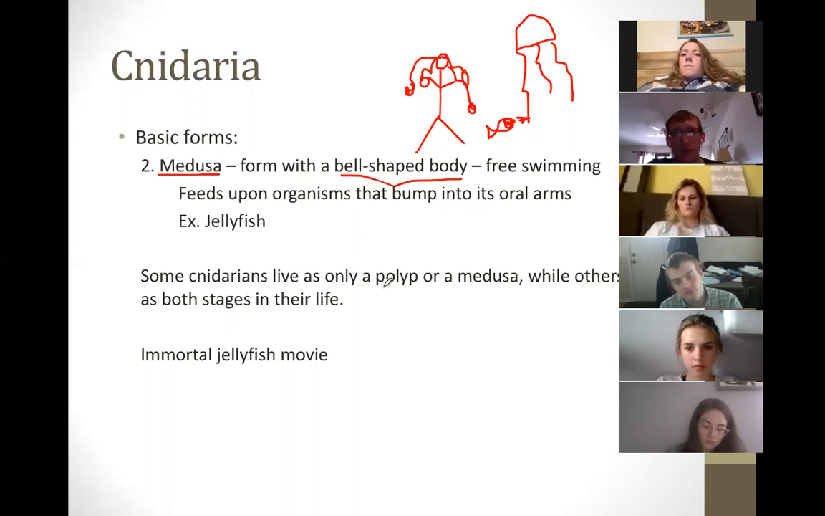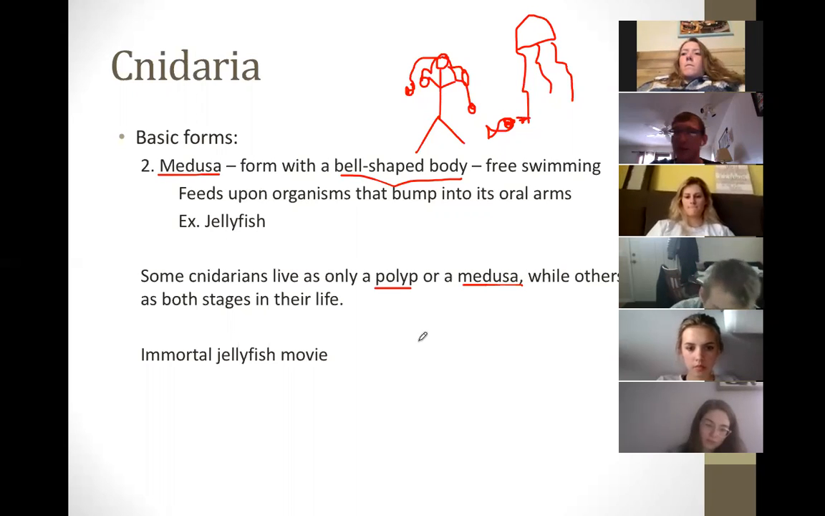Some cnidarians will live only as a polyp or as a medusa. Some of them will be two different stages in their life. Jellyfish will be a polyp at the beginning and a medusa later. Some others, like a coral, will swim off as a little larva, and then they'll become a polyp, and they'll just stay as a polyp.